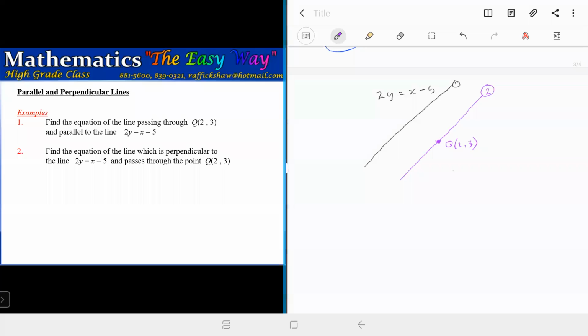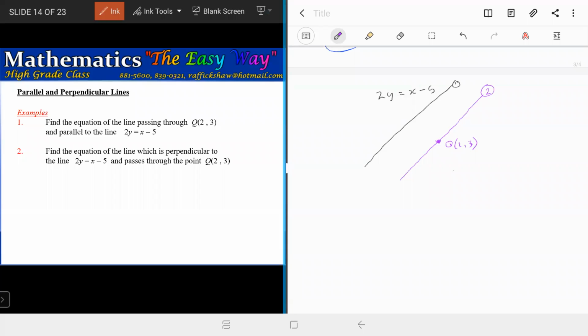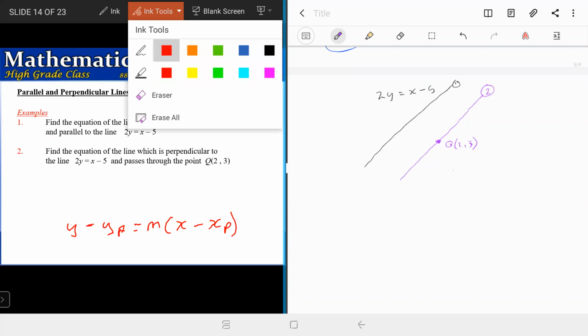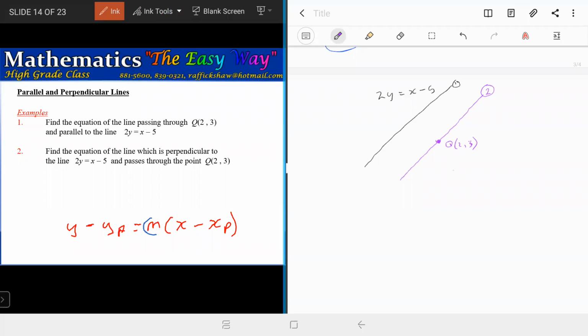Remember, watch me now. Look over here. If you're going to find the equation, you want to use the formula. You want to write y minus yp equals m into x minus xp to find the equation. So what are the 2 things you need to know to use that equation? You need to know this and this. This is the gradient, and these 2 are your known points. That's all you need to find the equation. So you need the gradient and that point.